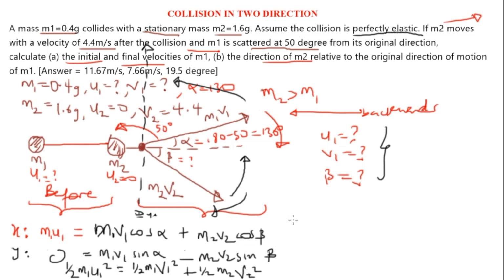So these are the 3 equations. Let's call this equation 1, this equation 2, and this equation 3. Now, the ability to solve these equations correctly will give us the answers for u1, v1, and beta. There are several methods to solve these 3 equations correctly. I'll be using one of the simplest methods to explain it, so that we can obtain the answers for the initial, final, and beta. Okay?